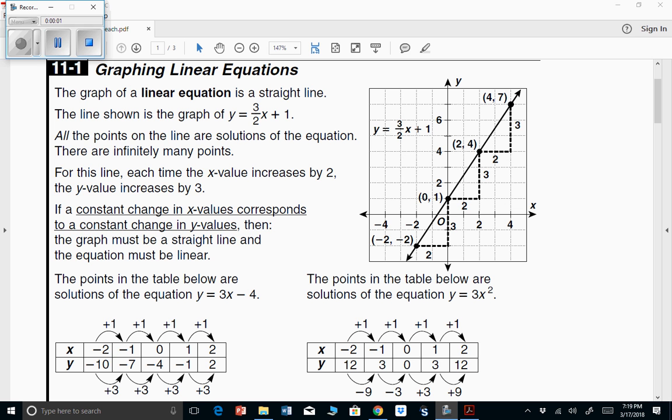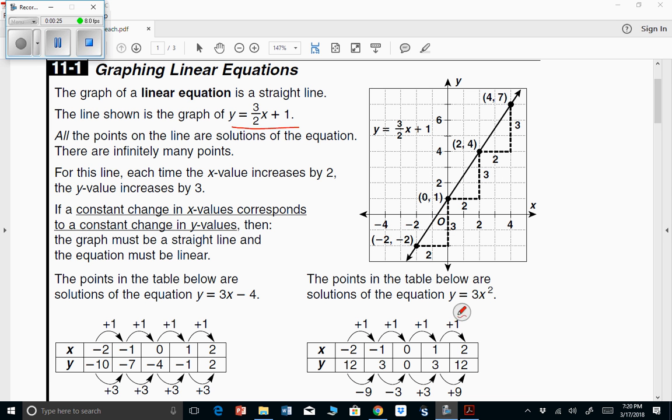This is lesson 11-1 in pre-algebra, graphing linear equations. It says the graph of a linear equation is a straight line. That's why it's called linear. See the word line at the beginning of that. The line shown is the graph of y equals 3/2 x plus 1.